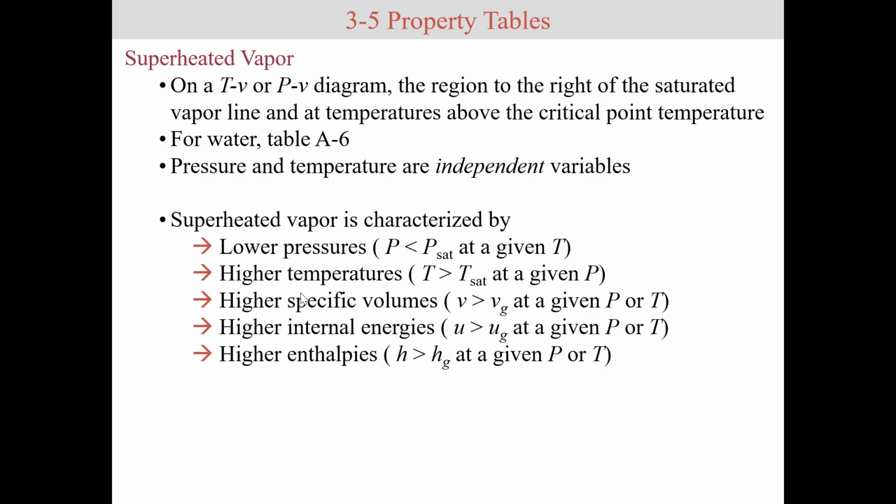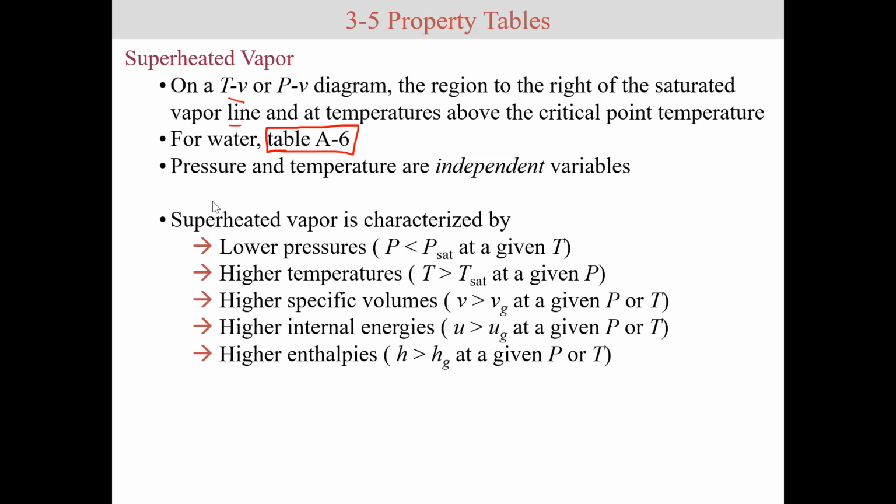On the superheated vapor region, where we're looking at a T-v or a P-v diagram, the diagrams we were looking at earlier, this is the region to the right of the saturated vapor line, at temperatures above the boiling point, above the vapor line there. For water, that is table A6 in the back of your books.